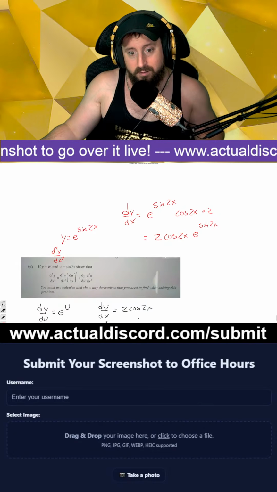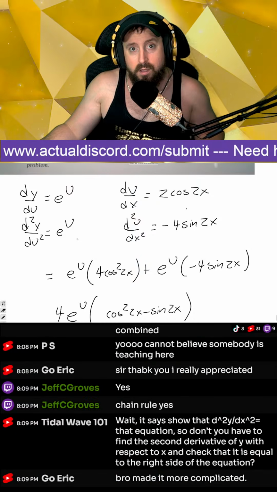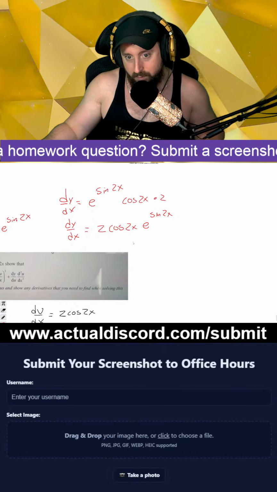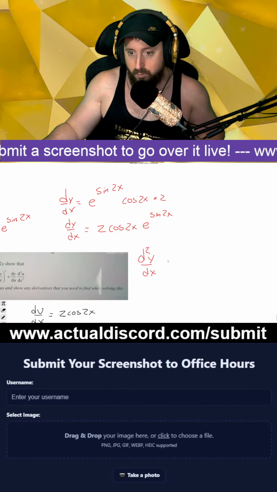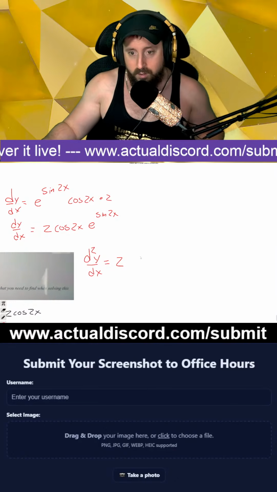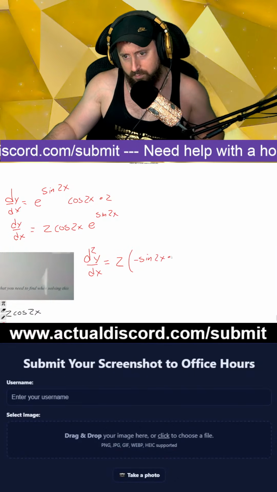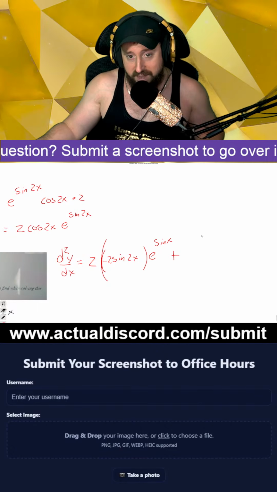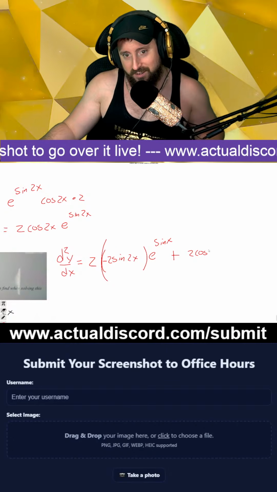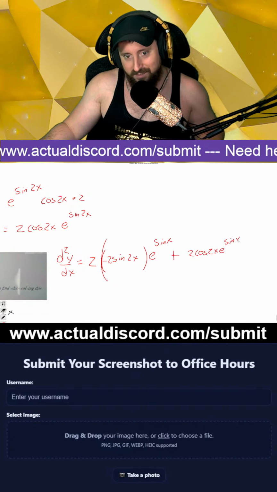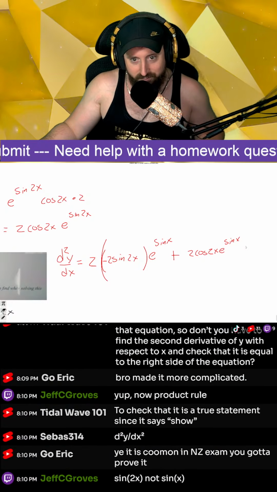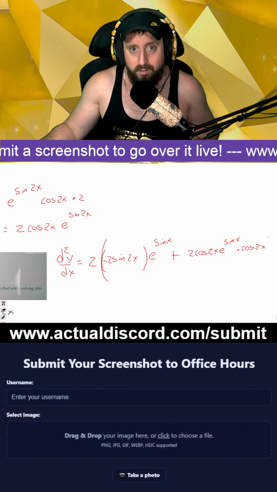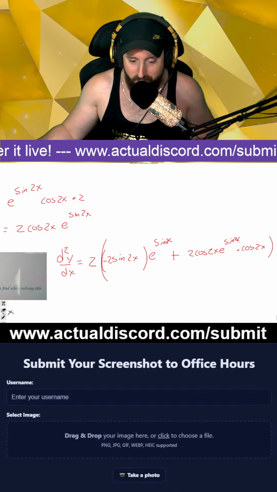Yes, I agree. Yeah, so now we do the product rule. Hold on, we got it, guys. Don't worry. Let me do it real quick. So d squared y dx squared is going to be a product rule. That's 2 times the derivative of the first, which is going to be negative sine 2x times 2. So let's pull a 2 in here, e to the sine 2x, plus the derivative of the second, which is 2 cosine 2x e to the sine 2x, times the beginning, which is cosine 2x. Sorry, I'm just dropping all my 2's.